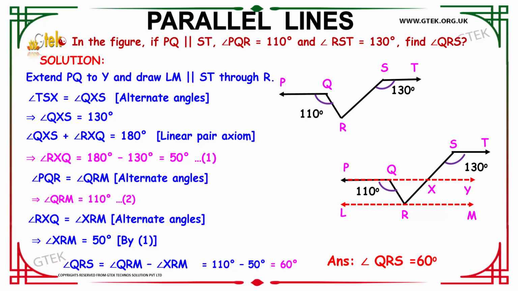Angle TSX is equal to angle QXS, which are alternate angles. So from this we got the value of angle QXS equal to 130 degrees.